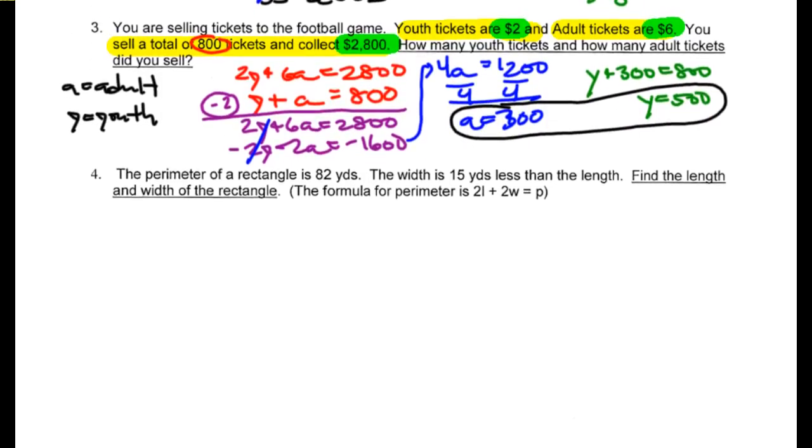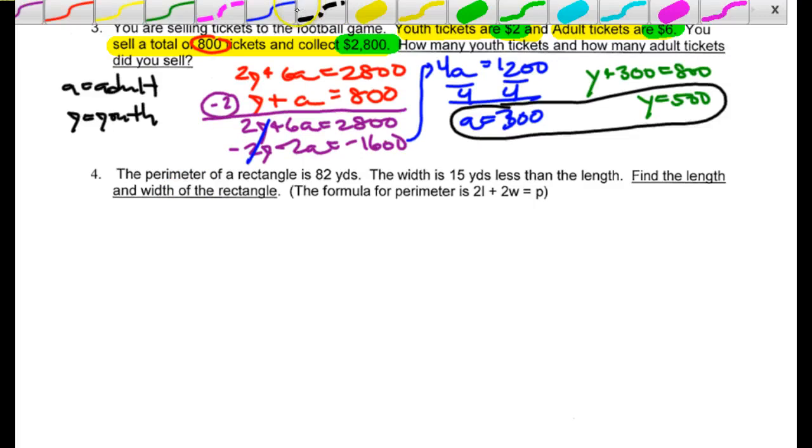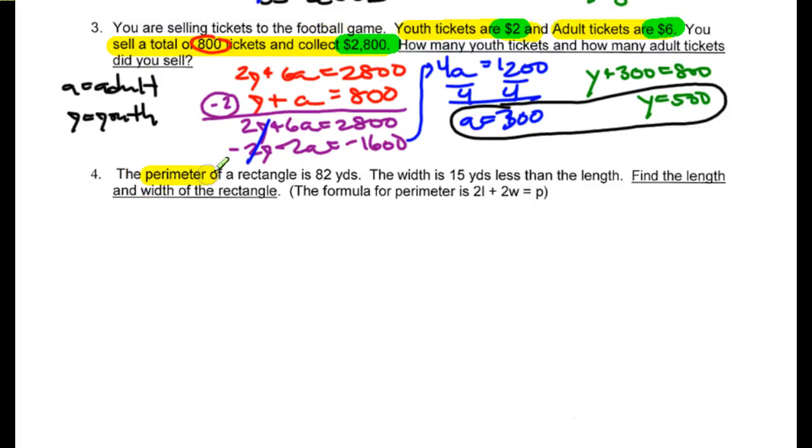Alright, the last type of word problem you see, this is dealing with perimeter. Okay? So this tells us the perimeter of a rectangle is 82 yards. The width is 15 less than the length. Find the length and width of the rectangle. And they will always give you this perimeter formula. You don't have to memorize that.